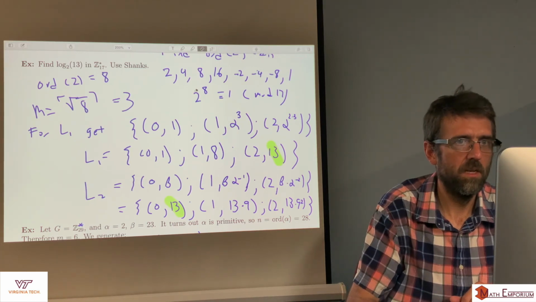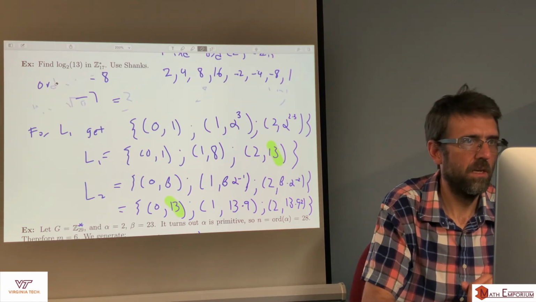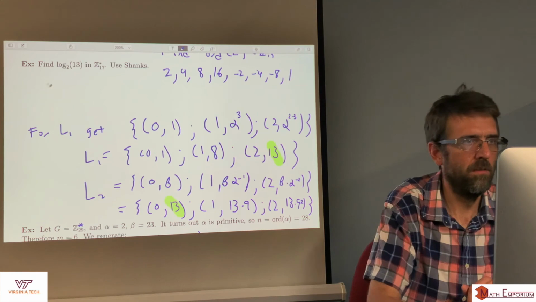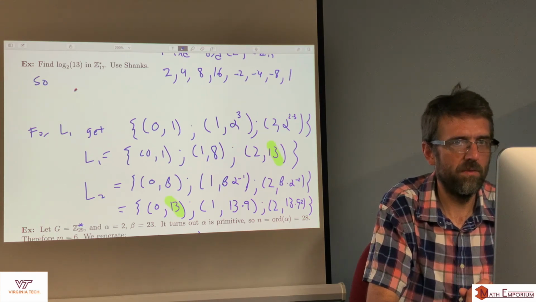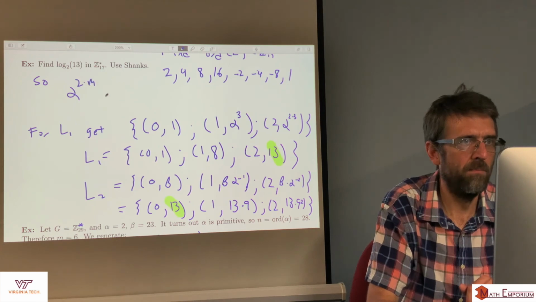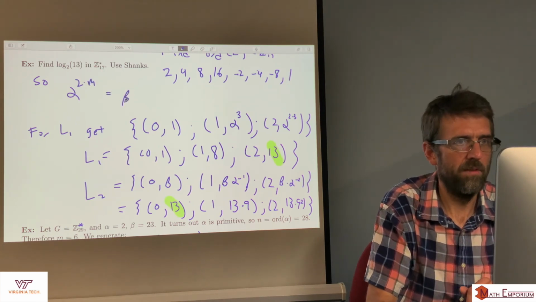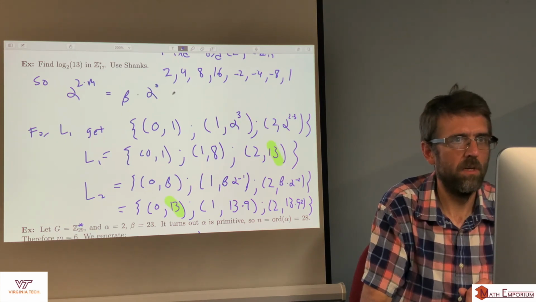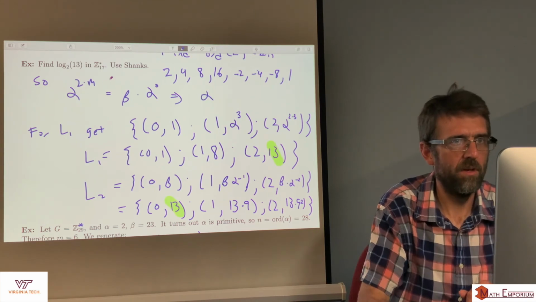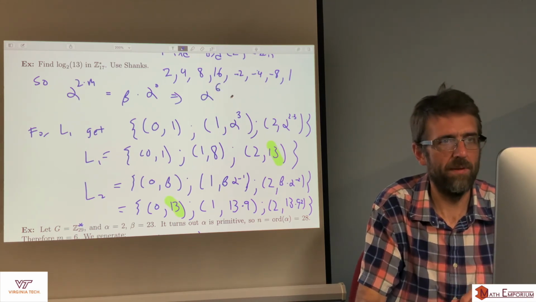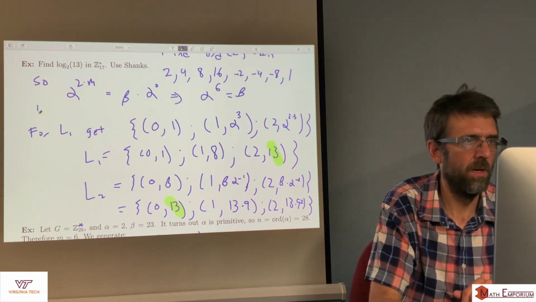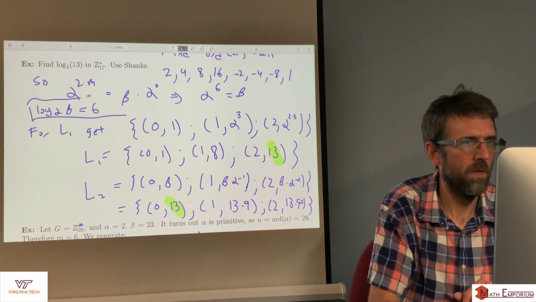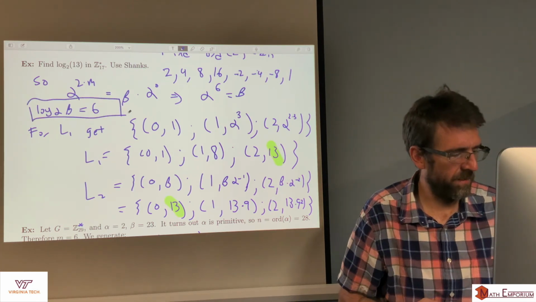But just to write it out, so my equation is that alpha to the 2m is equal to beta times alpha to the 0. Okay, but again, m is 3, so that's just telling me alpha to the 6 is beta in this group. So log base alpha of beta is just equal to 6. Okay. All right, so that's Shanks' algorithm.